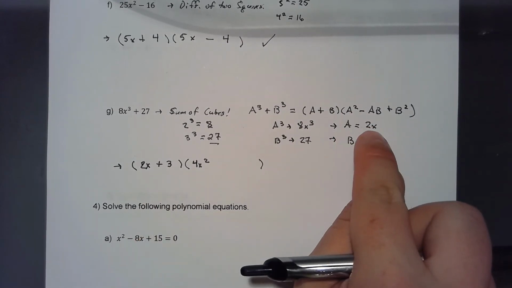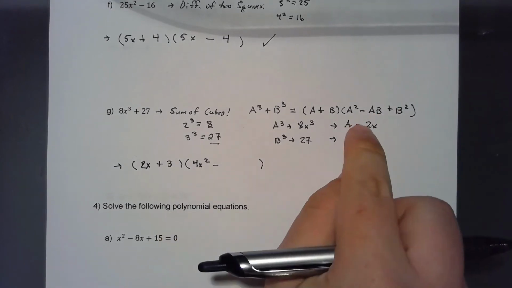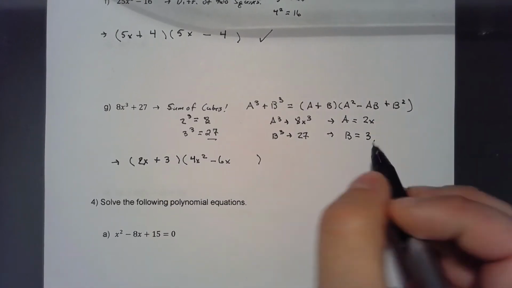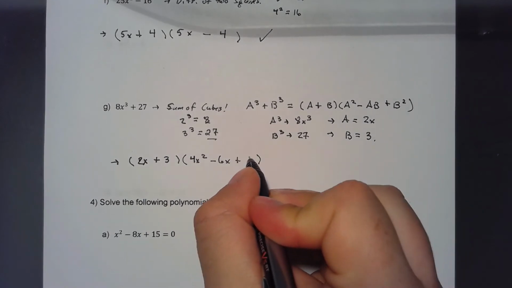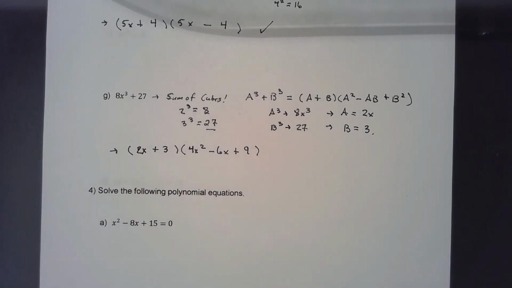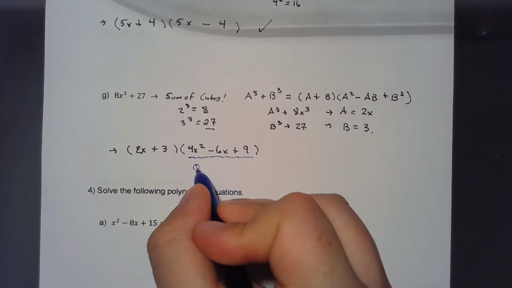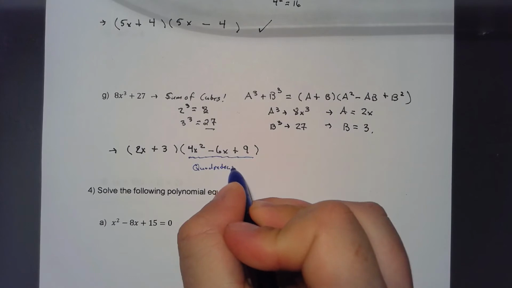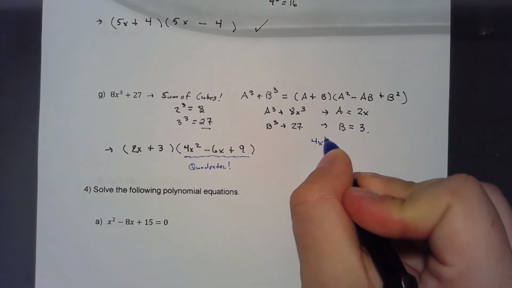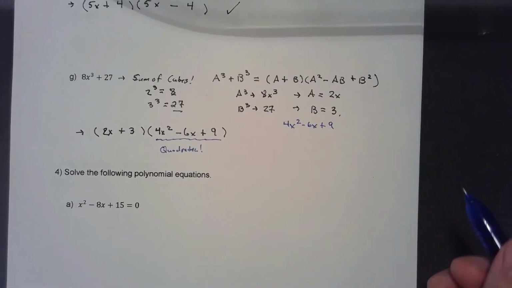A squared is going to be this whole thing squared, which is 4x squared, minus a times b. So that's going to be 2x times 3, which is 6x, plus b squared. 3 squared is 9, so that will be plus 9. So this factors to be these two. Now this is a quadratic. So you do have to check to see if it factors.